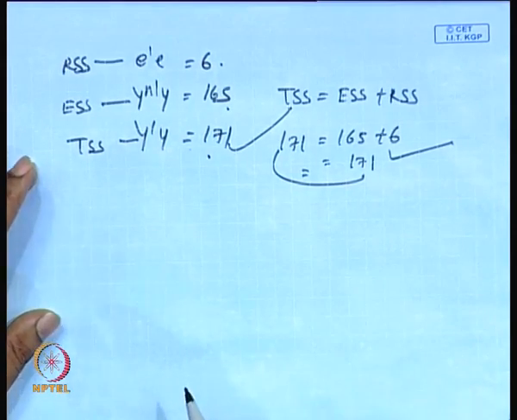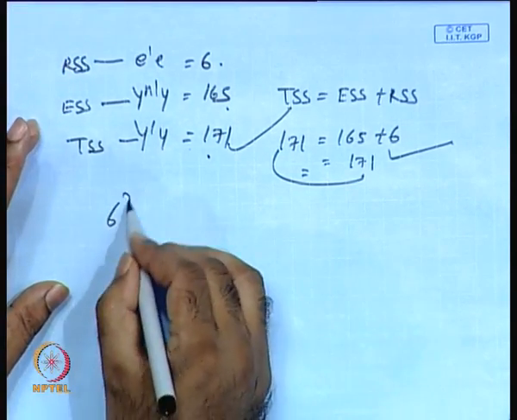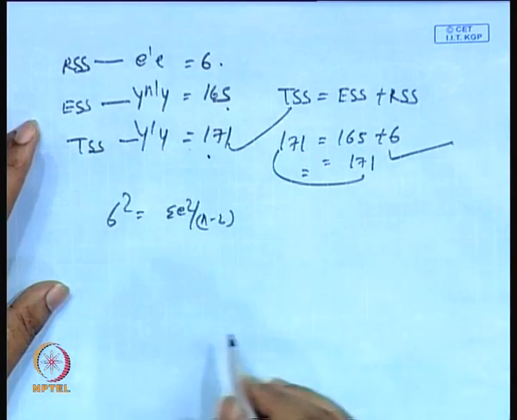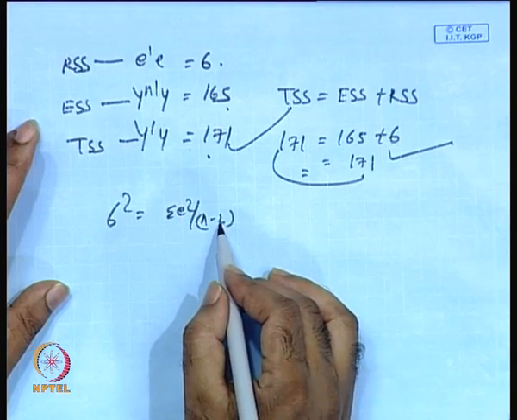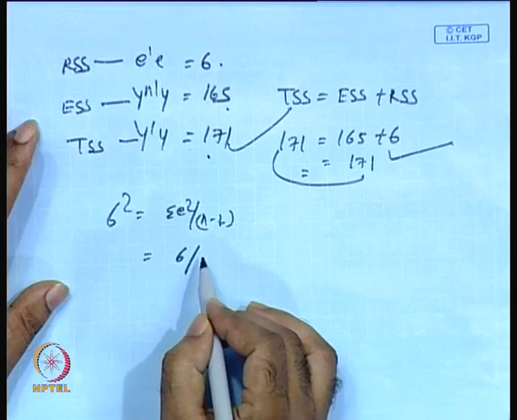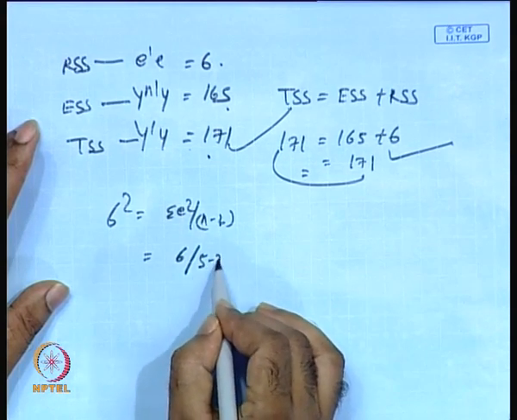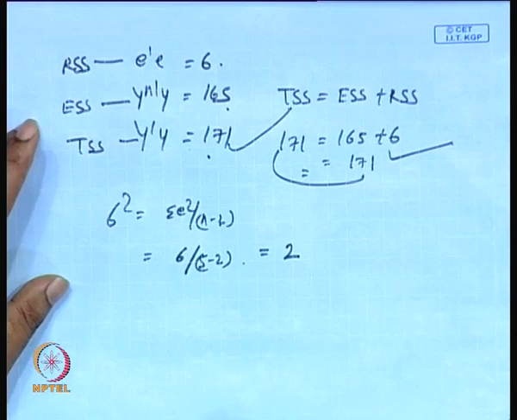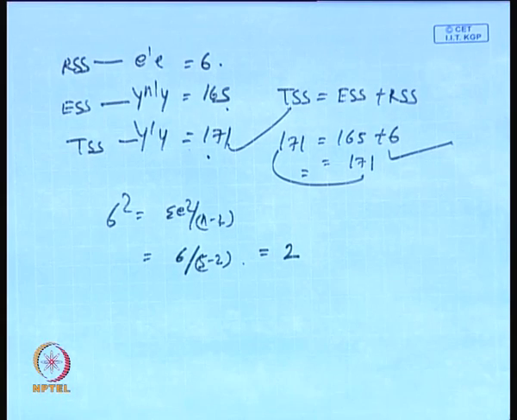Okay, but we need RSS only, because sigma square equals summation e square by n minus 2. So this is 6, and n minus 2 because k equals 2 here. Obviously, 6 by n, which is 5 here, so 5 minus 2 is 3. So that means sigma square equals 2. Sigma square equals 2.